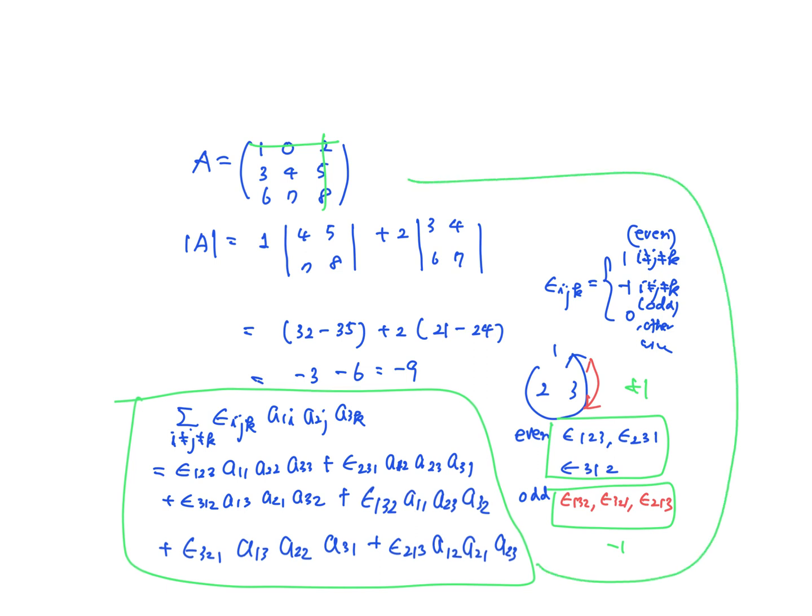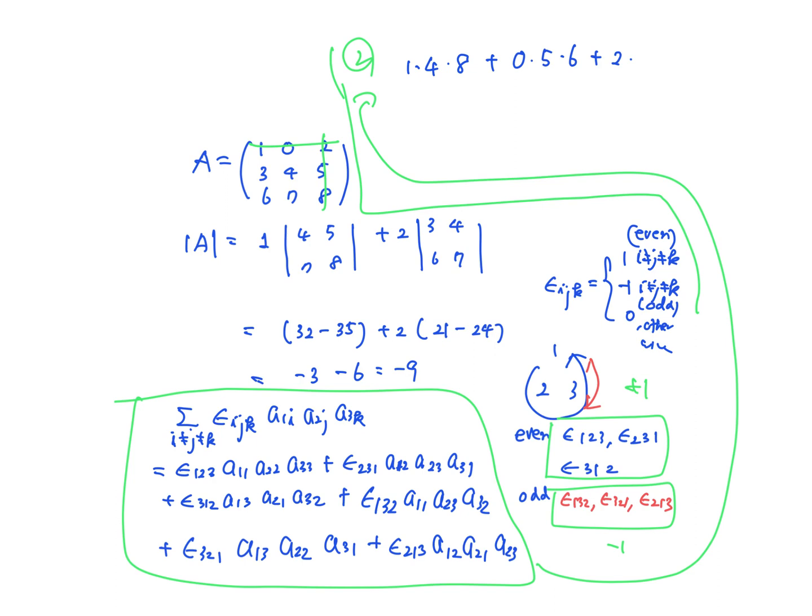So maybe we can move to this. Maybe we can divide some block. So A11 is 1, right? The first one is an even permutation, epsilon is plus 1, right? So A11 is 1, A22 is 4, A33 is 8, plus 231, A12 is 0, right? A23 is 5, A31 is 6, plus A13 is 2, A21 is 3, A32 is 7.